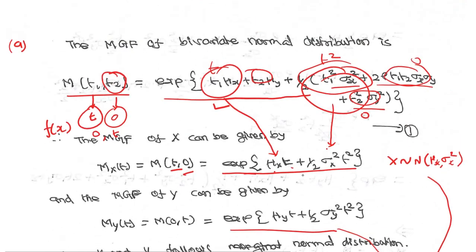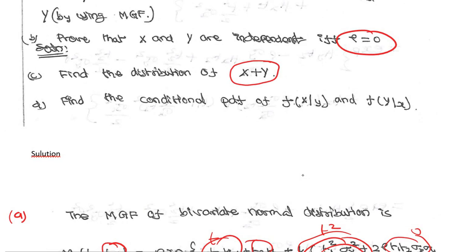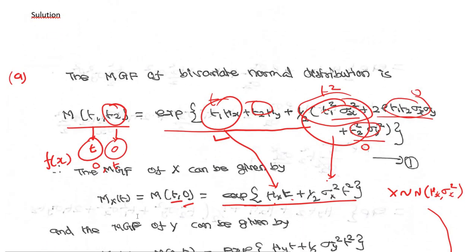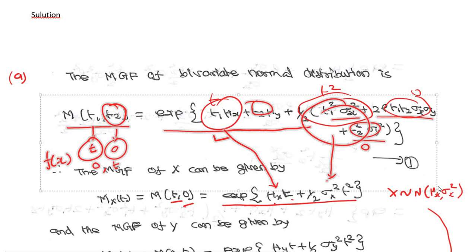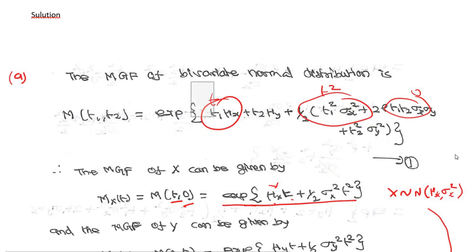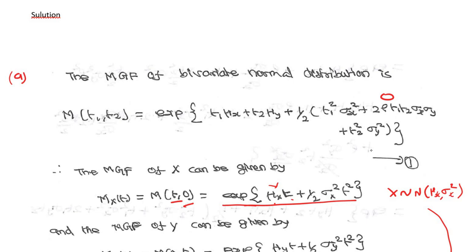The next part is the second question. Prove that x and y are independent if and only if the correlation coefficient rho is equal to 0. Just look at the first equation, the MGF of two variables. In that, rho equal to 0 means this term doesn't appear.